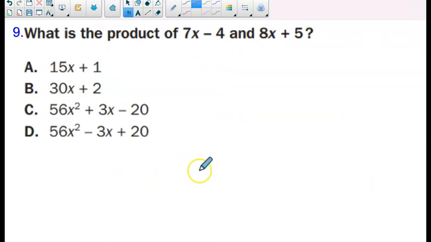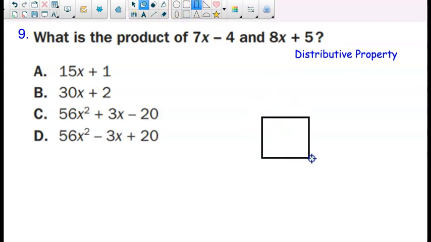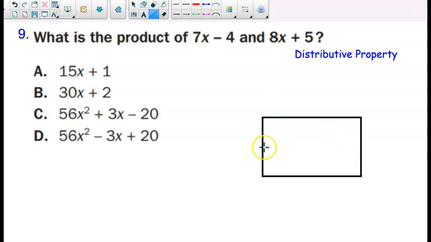What is the product of 7x minus 4 times 8x plus 5? Very simple. You just have to multiply using the distributive property or FOIL method or by the area model. We can use that area model. So let's go ahead and use area model, and I'll have a rectangle here, and I'm trying to find the area of this rectangle. Now I'll divide this into 2 parts. So I have 4 rectangles here, and I'm trying to find the areas of all the 4.